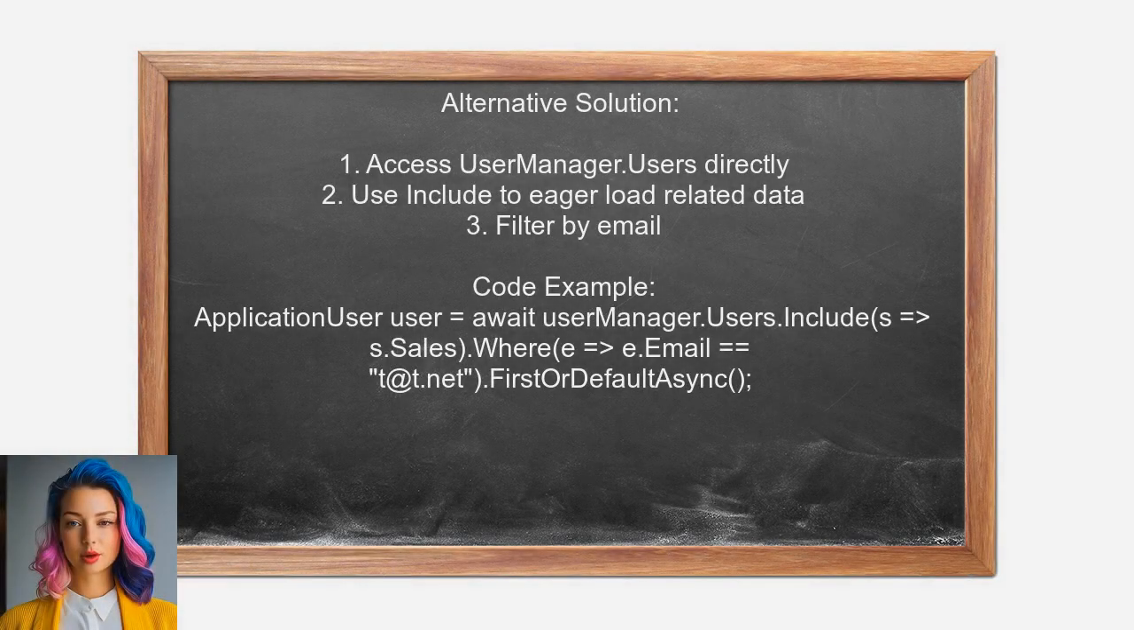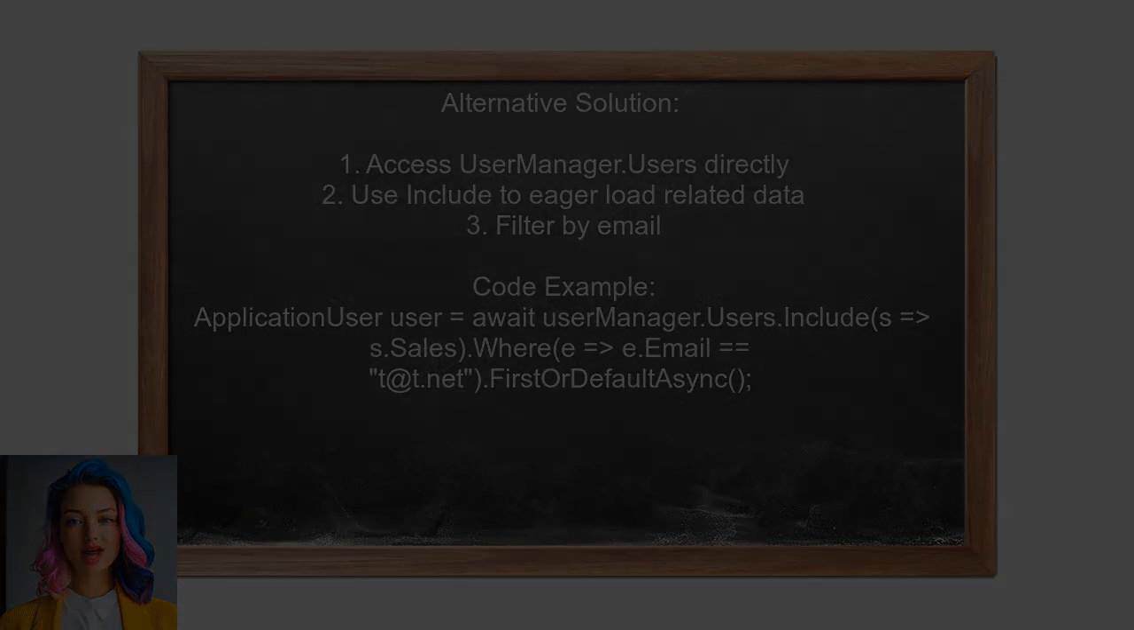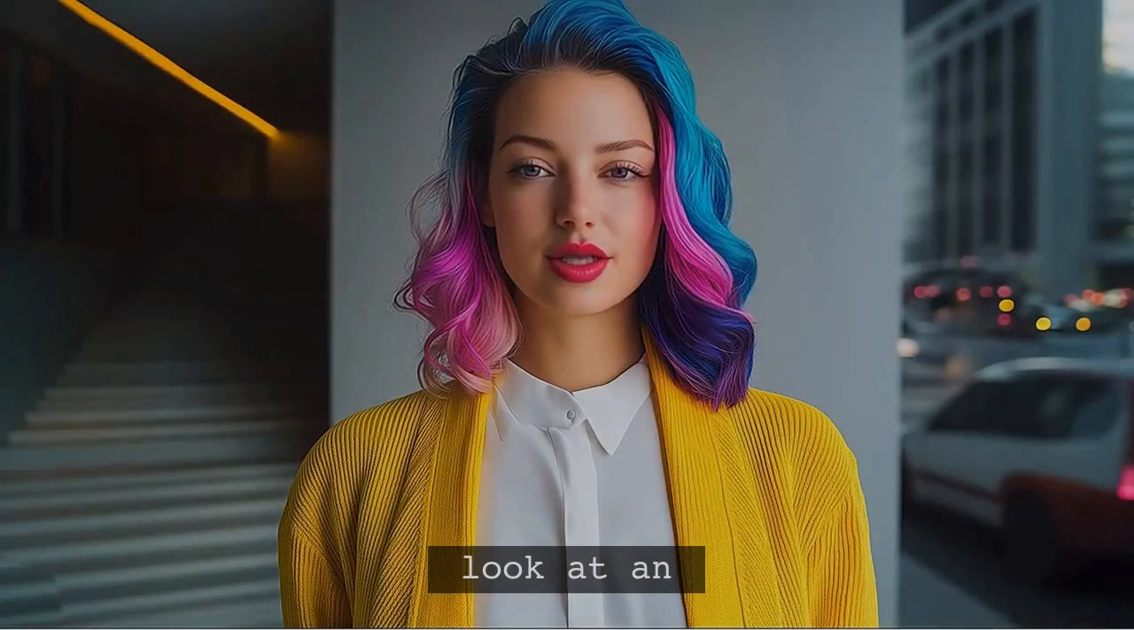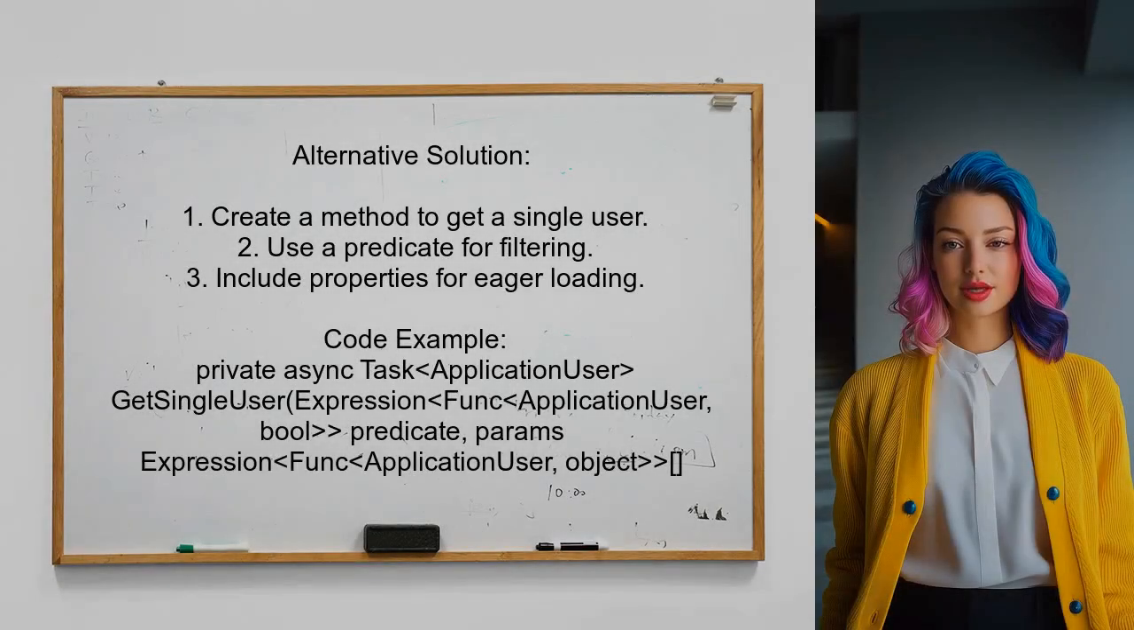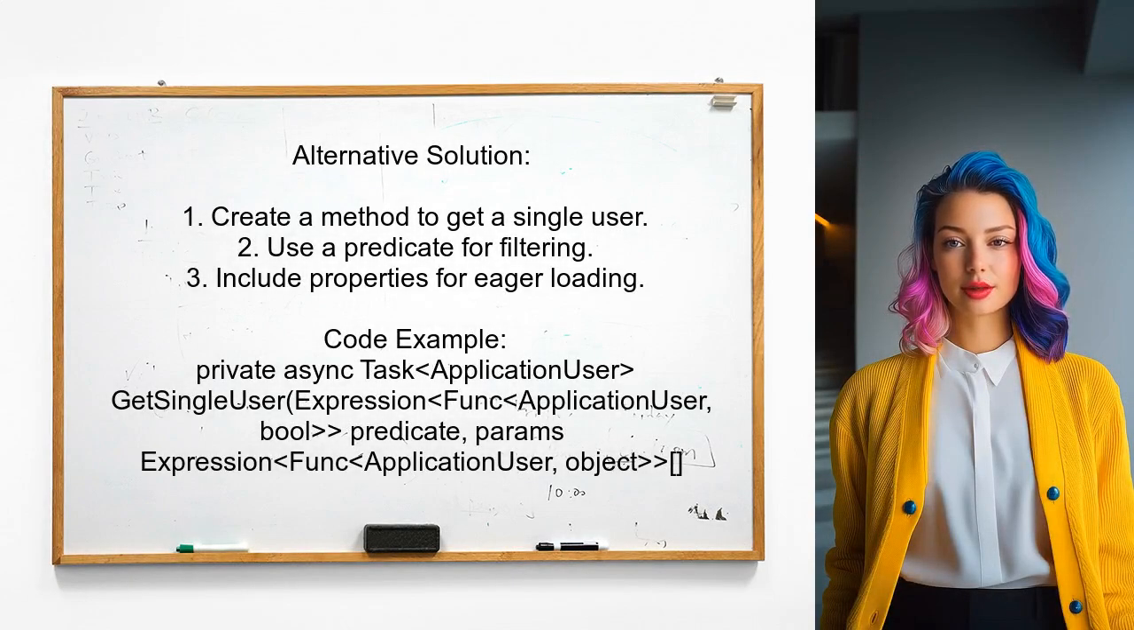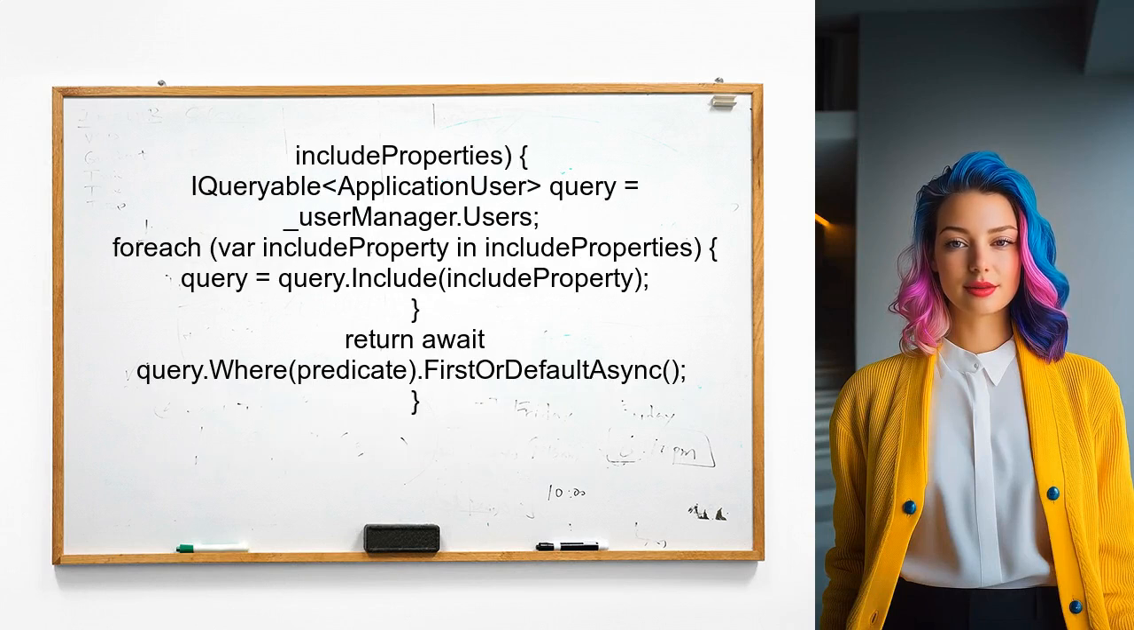An alternative solution provided by a user suggests directly accessing the user manager's Users property. They recommend using the Include method to eager load related data like sales while filtering users by email. Let's take a look at an answer from another user. An alternative approach suggested by a user involves creating a method to retrieve a single user with eager loading. This method accepts a predicate for filtering and includes properties for eager loading.